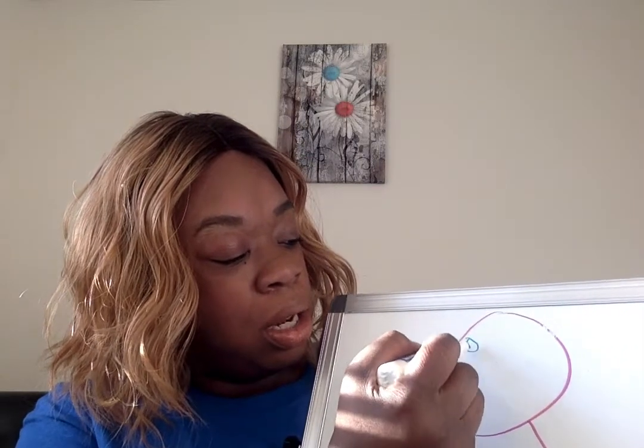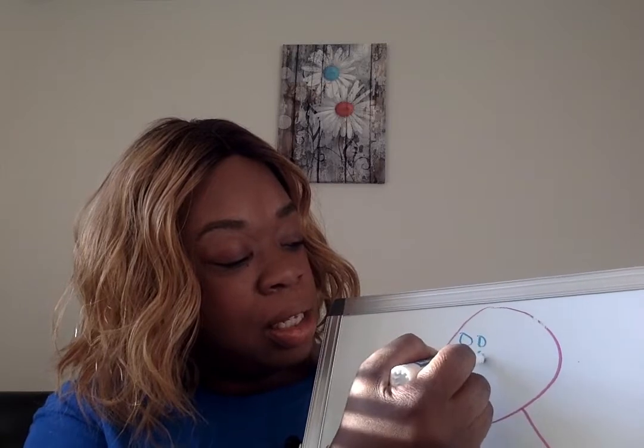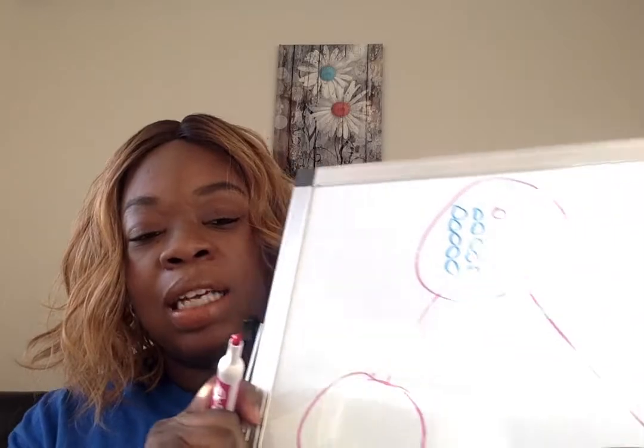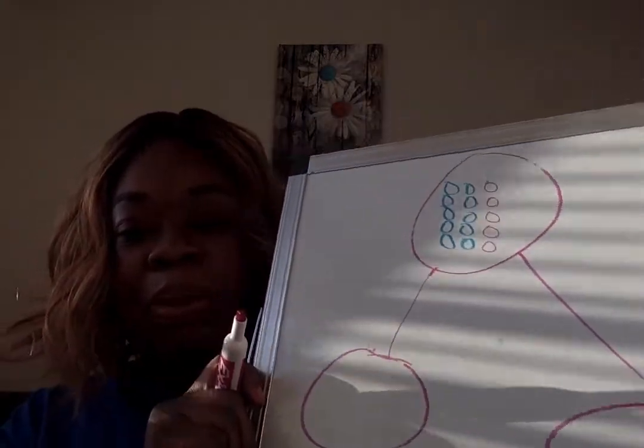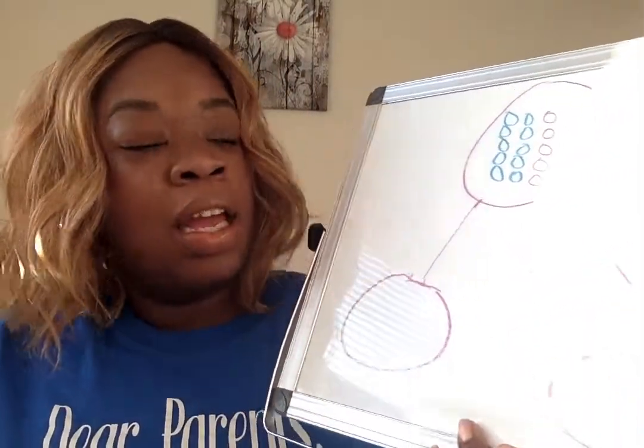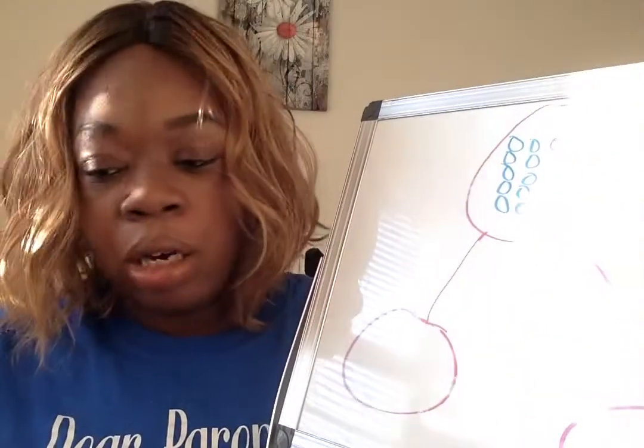So he has 1, 2, 3, 4, 5, 6, 7, 8, 9, 10. I'm going to switch my marker. 11, 12, 13, 14, 15. How many cars did David have? 15, right? So as I look at my number bond, it is not complete. So we have to put in our parts. Now David had 15 cars, right?